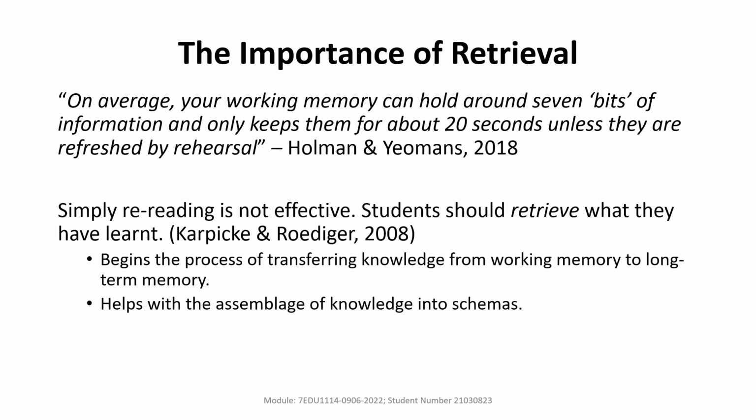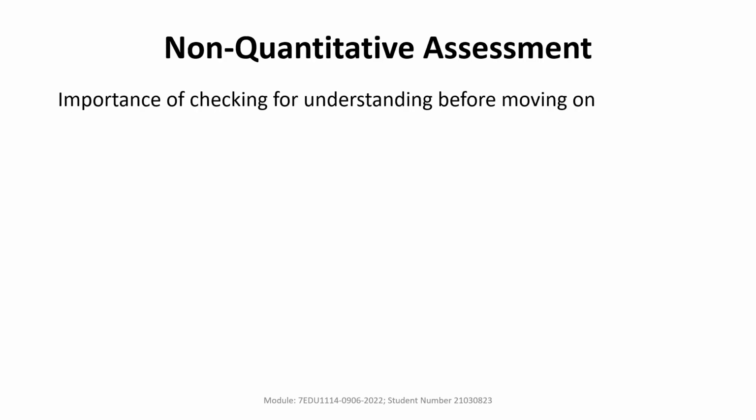Students should retrieve what they have learnt. This will begin the process of transferring that knowledge from the working memory into the long-term memory, and will help the information to assemble into a schema, i.e. a set of established concepts that connect to form a single model in the mind of the learner. It is important that teachers actively check for understanding of a key concept before moving on. If there is a widespread lack of understanding across the class, the teacher should postpone moving on and revisit the concept with the class until sufficient understanding is assured.